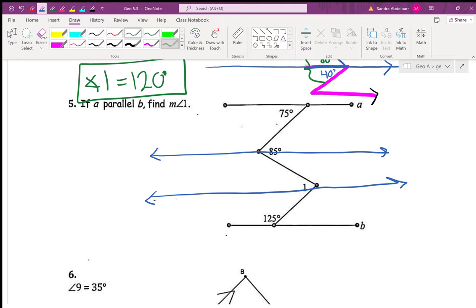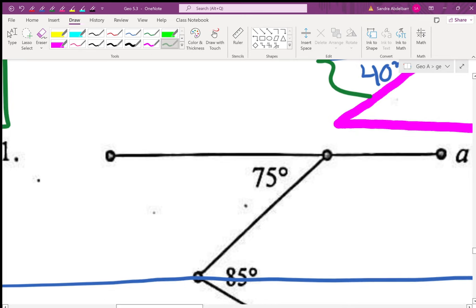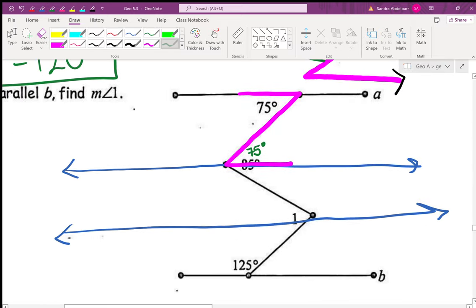So this time I'm going to start at the top. And if I'm starting at the top, what did I say to look for? The Z. So if I start at the top, do I get a Z here? So that top part of 85 is how many degrees? 75. Well, if the top part is 75 and the whole angle's 85, what does the bottom part have to be? 10.